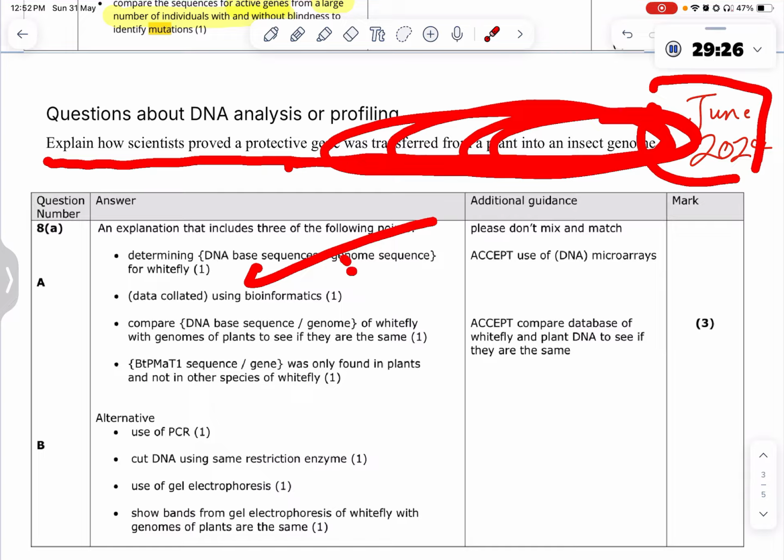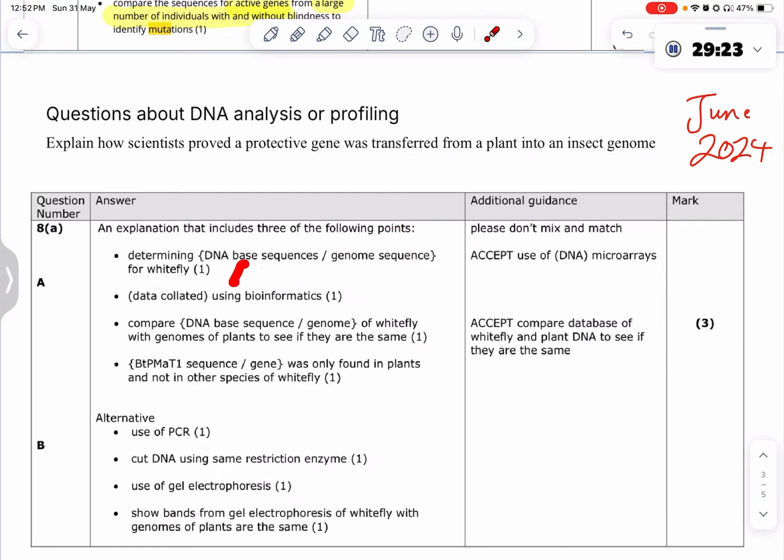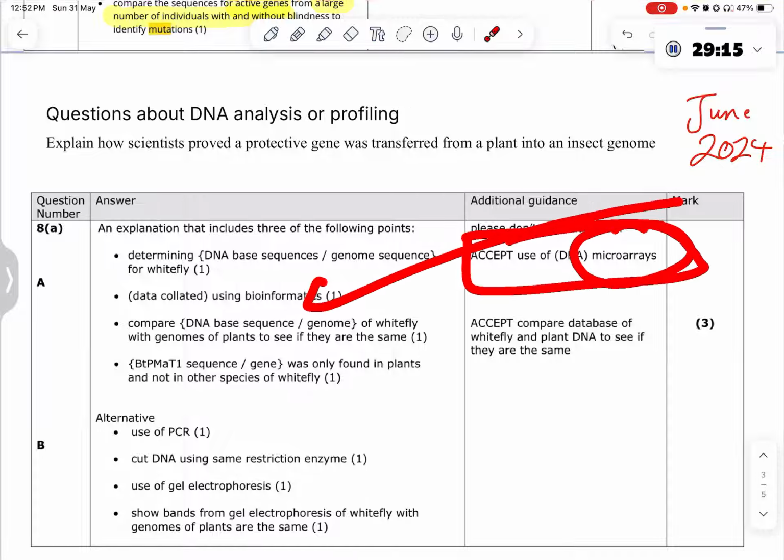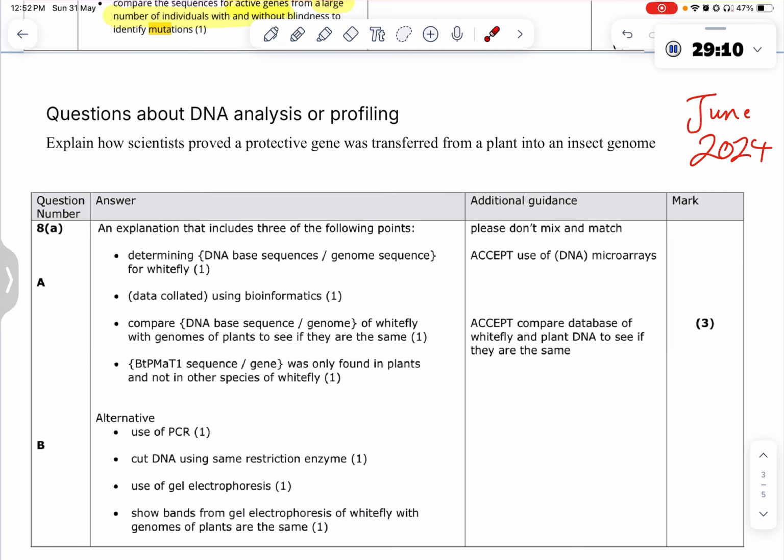You must determine the base sequence or the genome sequence for this insect, which was the whitefly, and you use microarrays. Then you use bioinformatics. You can define each. Bioinformatics was the software or computing tool or algorithm to organize, analyze, and store biological data. Then you compare the DNA sequence of the whitefly with the genomes of the plant to see if they were the same. This is to know whether it was transferred from the plant or not.